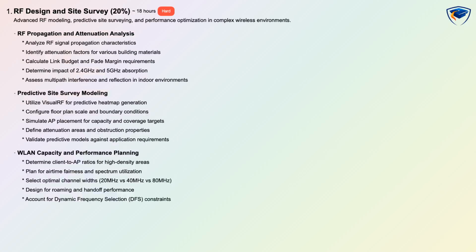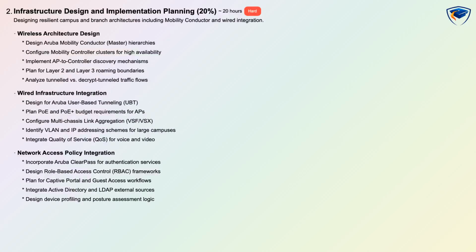and DFS constraints. Infrastructure design and implementation planning carries 20% of the exam, is hard, and suggests about 20 hours of study with scenario-based evaluation. You will design resilient wireless architectures including Aruba mobility conductor hierarchies and mobility controller clusters for high availability, understand AP discovery mechanisms, and plan Layer 2 and Layer 3 roaming boundaries.